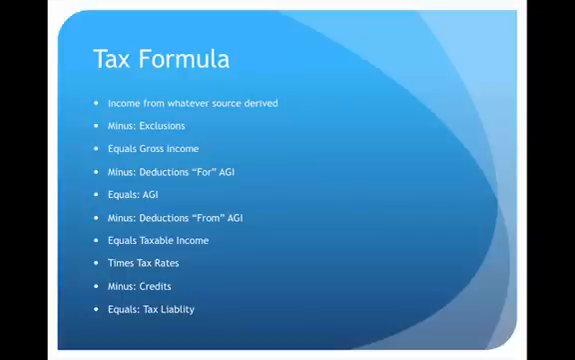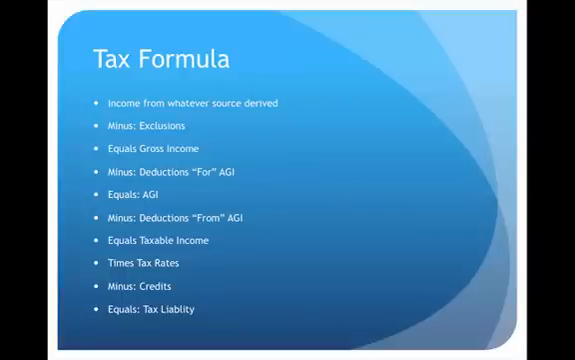Then we would deduct the exclusions. And like I've said before, these are specific items that have been identified by the IRS as being excluded from income. And in a future lecture we're going to talk specifically about what all those exclusions are. Then when we deduct that, we get a number called gross income. So this is a reduced version of income that would be calculated by deducting those exclusions.